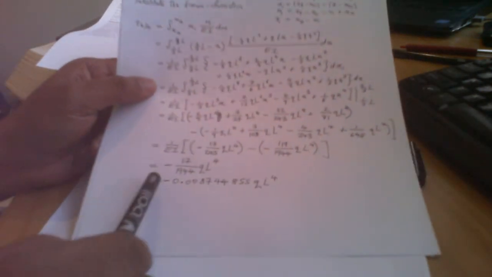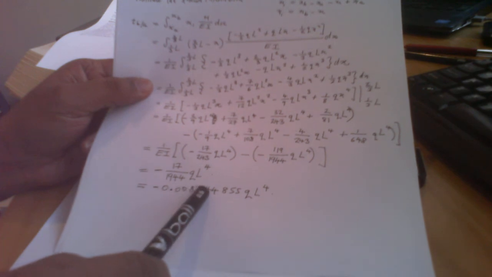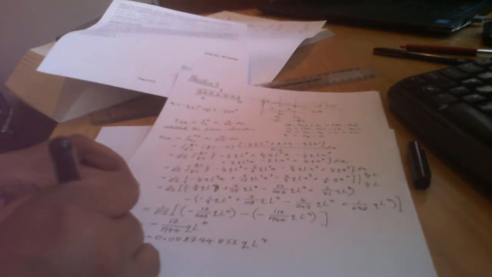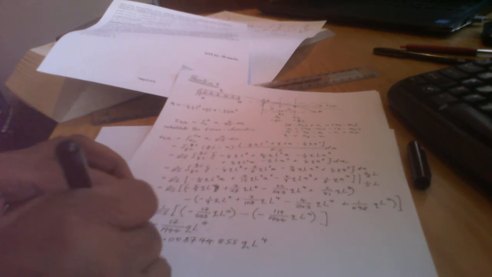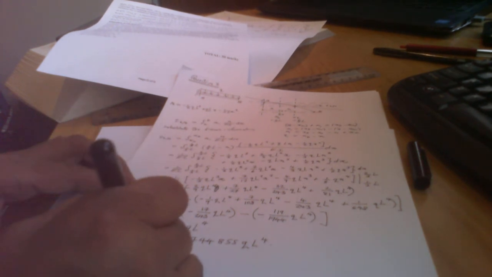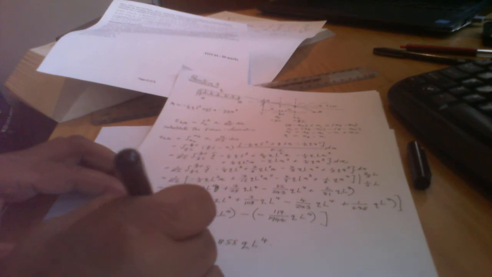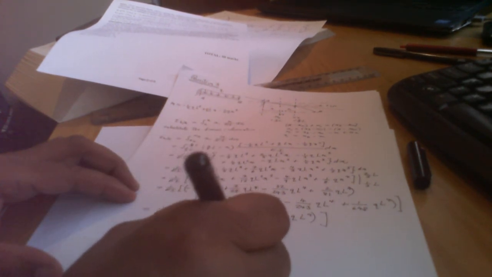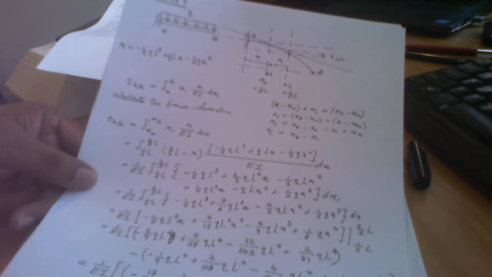Our answer is minus 0.008744 and change. So the answer at the end of the day would be TBA is equal to minus 0.008744 QL to the fourth power. Okay, and that's the answer.